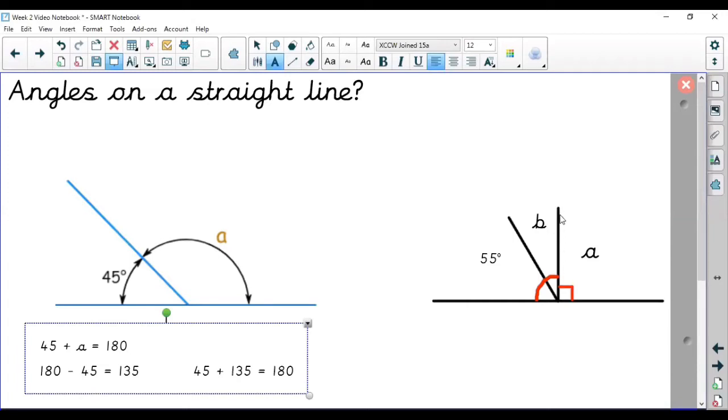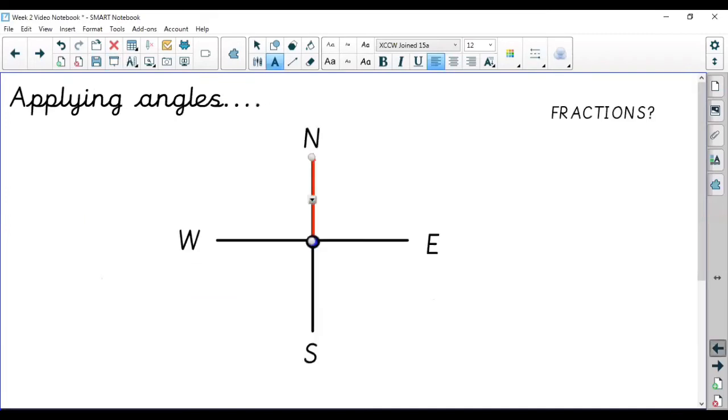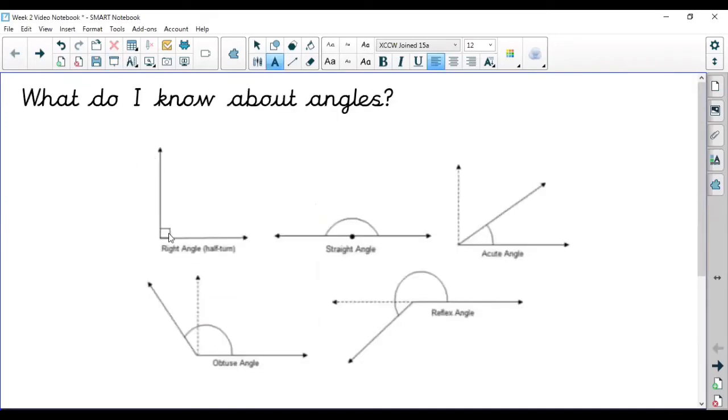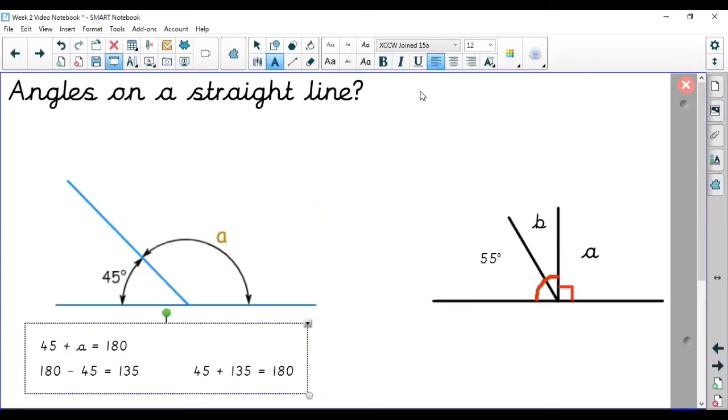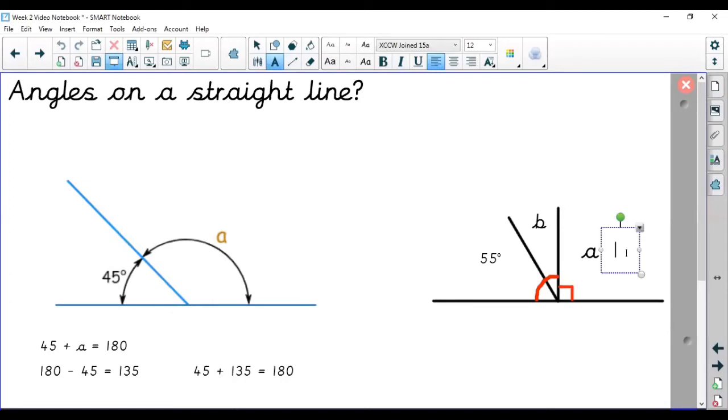Now, we can ask ourselves, what do I know about this diagram? Okay, I've been given 55 degrees. I know the total is going to be 180. B, I haven't got a clue how to work that out, but A looks familiar. If I go back, it's a right angle, and I know that right angles are 90 degrees. So if I go back here, I can make some notes on here, and that's going to be 90. So now I've got two of the angles and I've got one left.